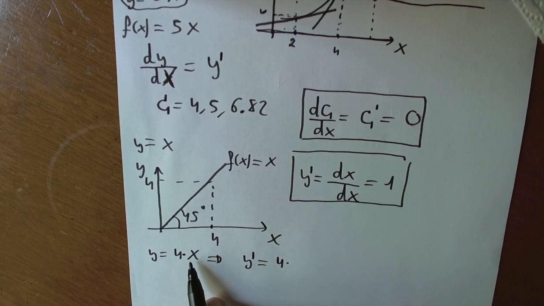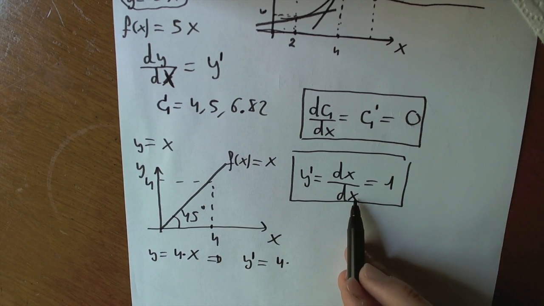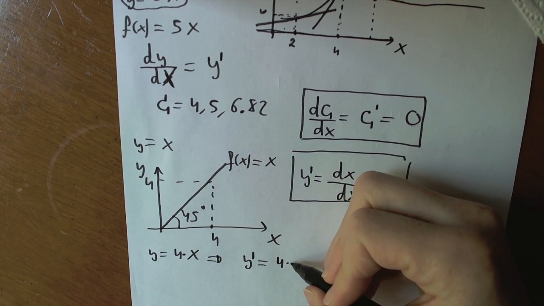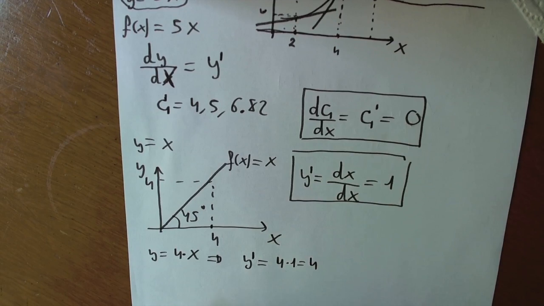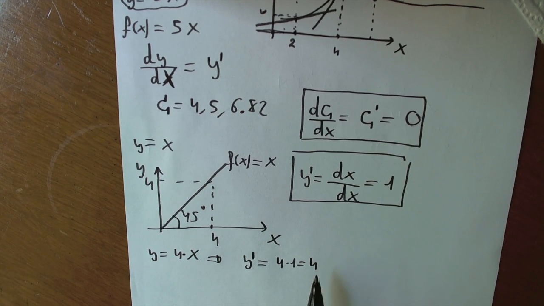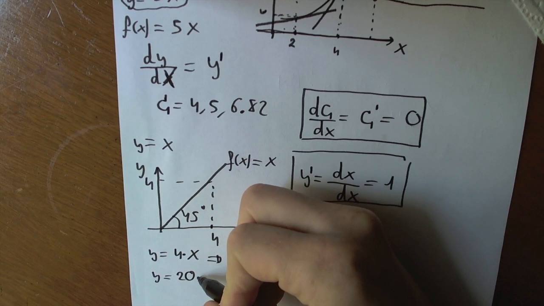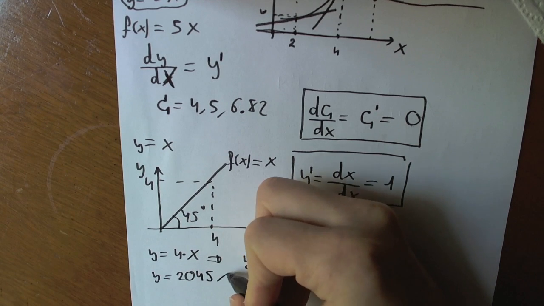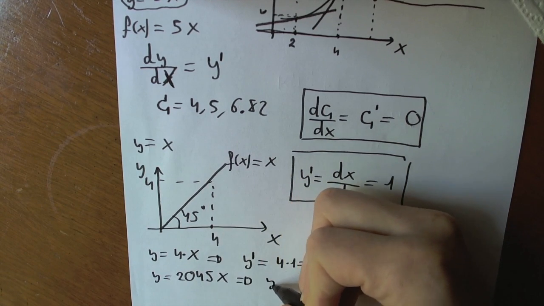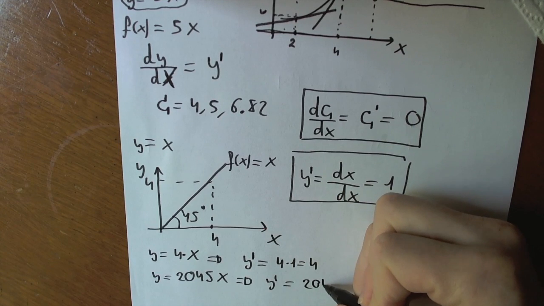What is the derivative of x with respect to x? It is 1, so 4 multiplied by 1 is 4. So the derivative of any constant multiplying the variable x is just the constant. The derivative of 4x is just 4, and the derivative of 2045x is, for the same reason, 2045.